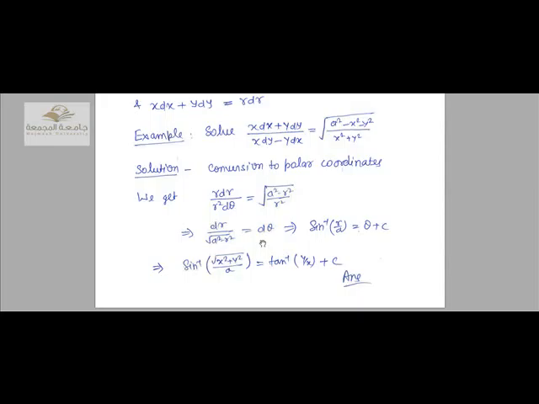We will change these xy coordinates into polar coordinates by substituting x is equal to r cos theta, y is equal to r sin theta. We get r dr over r square d theta is equal to under the root of a square minus r square over r square, which implies dr over under the root of a square minus r square is equal to d theta, which implies sine inverse r by a is equal to theta plus c, which implies sine inverse under the root of x square plus y square over a is equal to tan inverse y by x plus c.